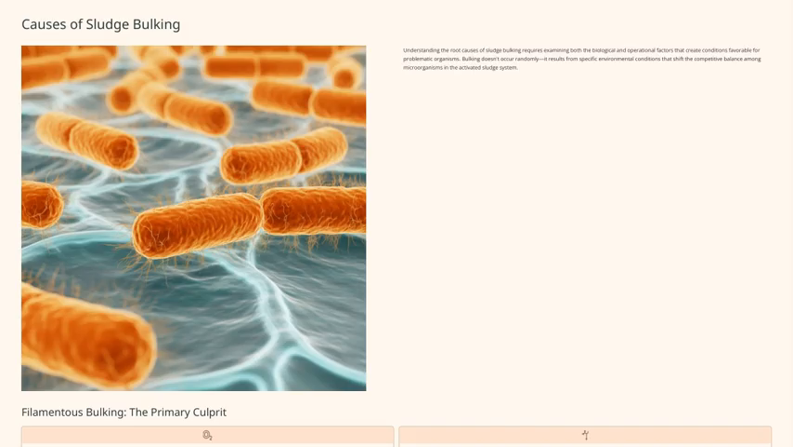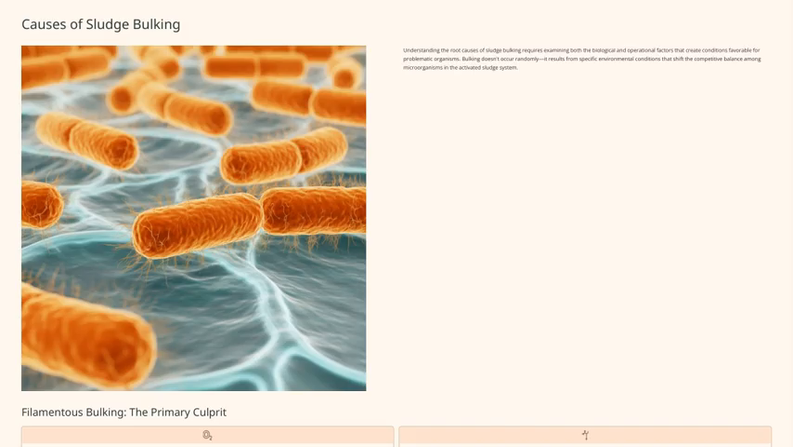Now, not all bulking involves filamentous bacteria. There's also what we call non-filamentous bulking, which is caused by bacteria producing excessive extracellular polymeric substances, or EPS. This is essentially a sticky gel-like material that traps water and makes the sludge viscous and poorly settling, what we refer to as slime bulking. This usually happens when there are severe nutrient deficiencies or exposure to toxic compounds stressing the microbial population.